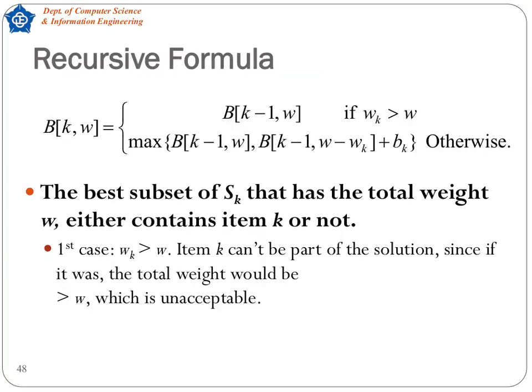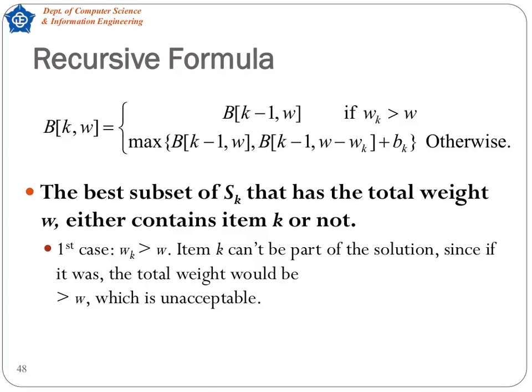Building on that, we can express B[k, w] with a simple recursive rule as the maximum value you can pack from the first k items into capacity w. There are 2 cases to consider. 1. If the weight of item k, w_k, exceeds w, it can't fit, so we just inherit the best solution for k-1 items at capacity w, namely B[k-1, w].